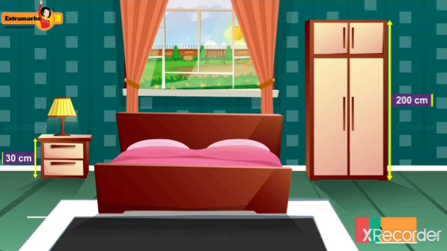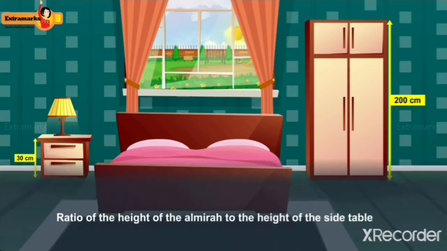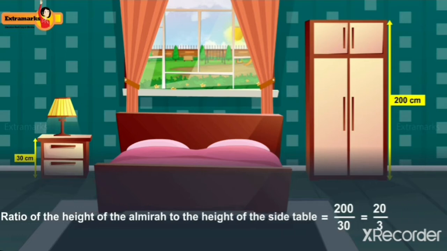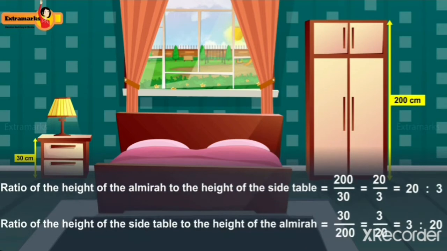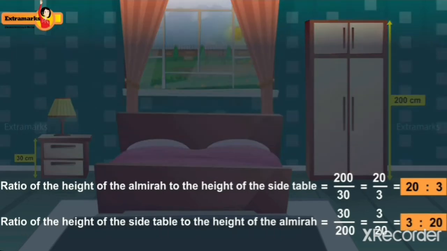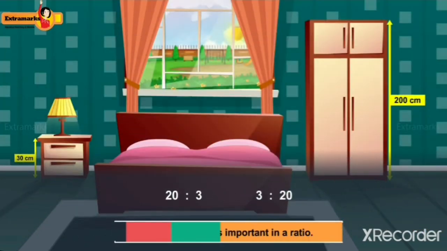Now, what is the ratio of the height of the almirah to the height of the side table? It is given by 200 divided by 30, which is equal to 20:3. Note that the two ratios 20:3 and 3:20 are different from each other. Can you tell why? It is because their terms are in reverse order, and order of terms is important in a ratio. Do you want to learn more?